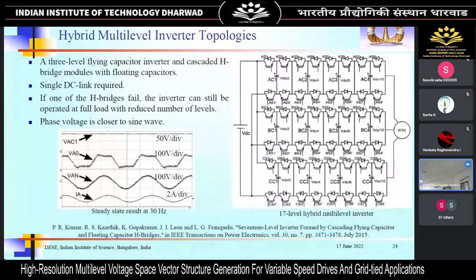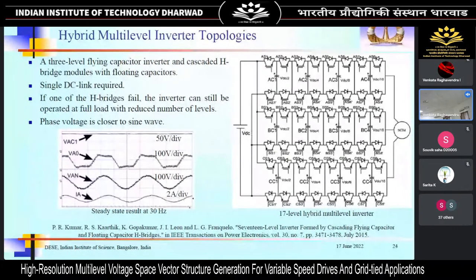See, we extended this to a 17 level structure. As we go here, with a single DC link, we use H-bridges cascading. As it moves, more bridges come into the picture, and the DC link voltage becomes half of the previous. So if you use this, you will get a 17 level. 17 level means this is the voltage waveform. You look at the voltage waveform, it is close to a sine wave. At the same time, the capacitor voltage can be controlled. But you require more number of switches.